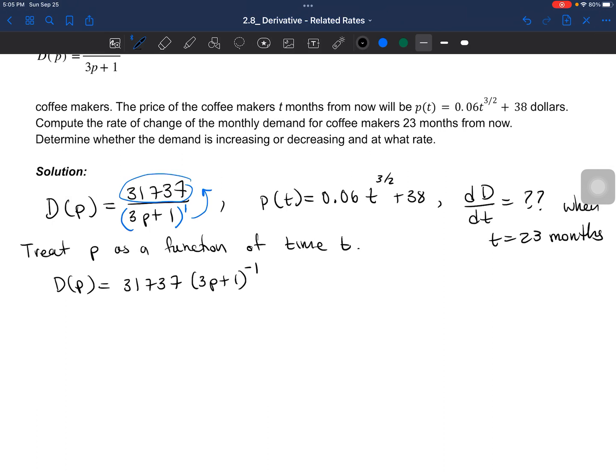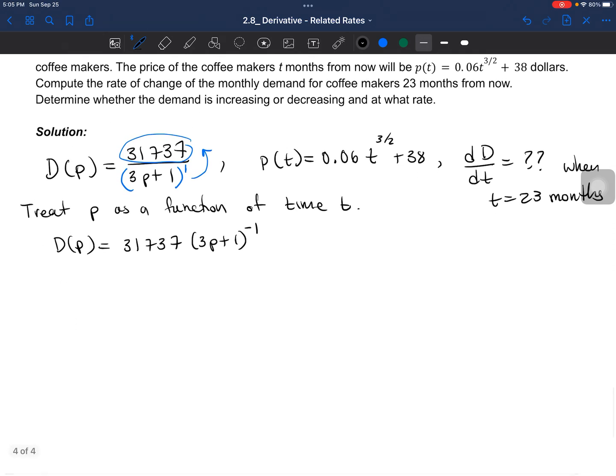Remember that when you move the denominator variable, the power changes its sign. So if we do it this way, when we take the derivative of this, we'll only have to use the chain rule, and I think we agree that the chain rule is much easier than the quotient rule. So let's go ahead and try this again.